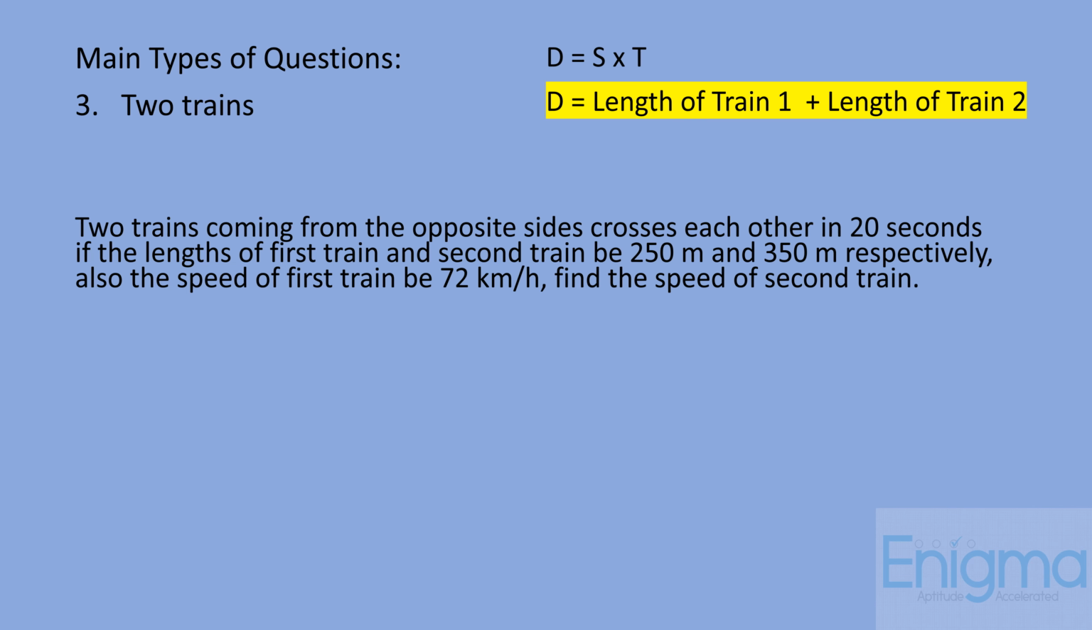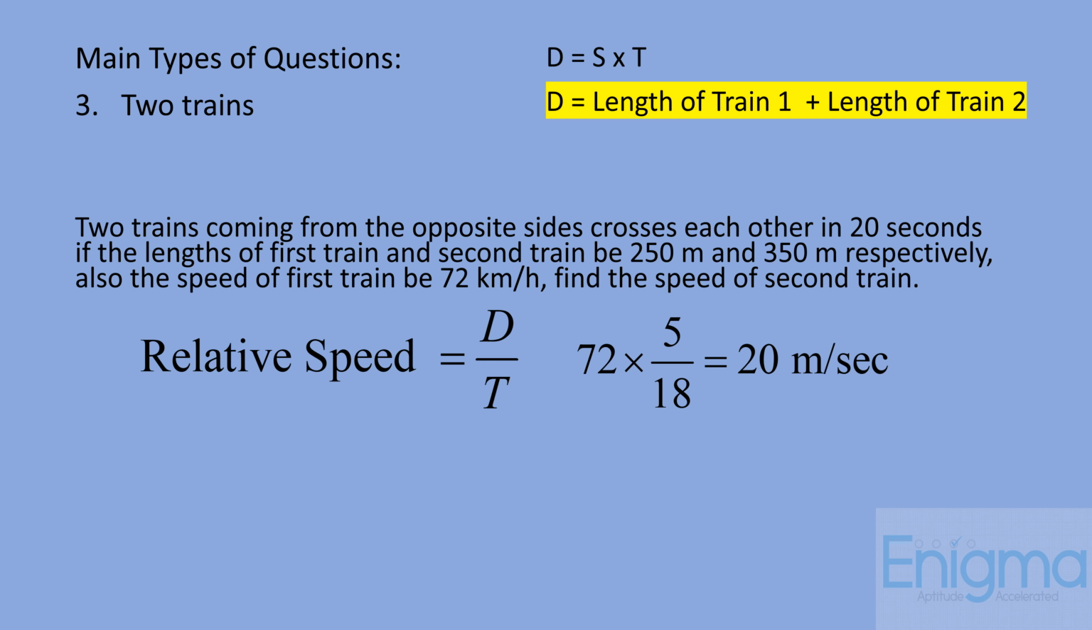Let's take the question. Two trains coming from opposite sides cross each other in 20 seconds. If the lengths of the first train and second train are 250 meters and 350 meters respectively, and the speed of the first train is 72 kilometers per hour, find the speed of the second train. Now always remember, distances are always added, and depending on the direction the relative speed will be either added or subtracted. Here, first of all, we'll convert the speed into meters per second. So 72 into 5 by 18, that is 20 meters per second.